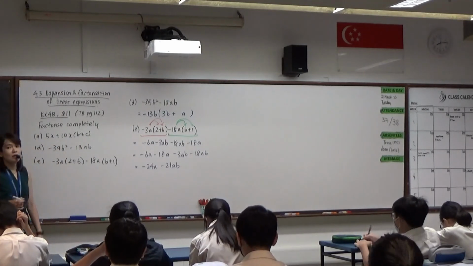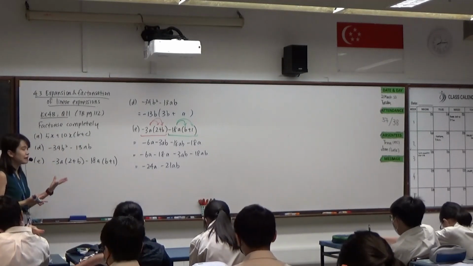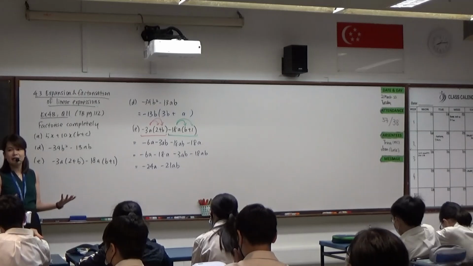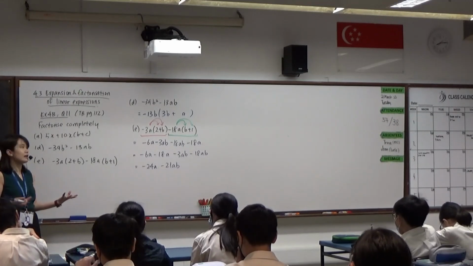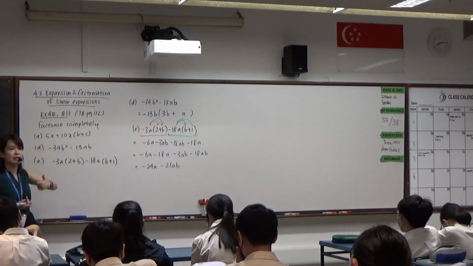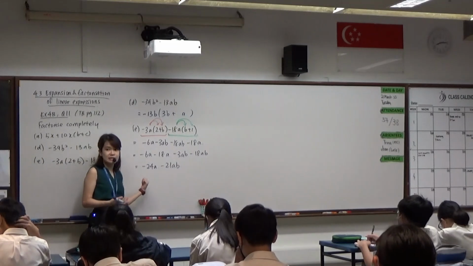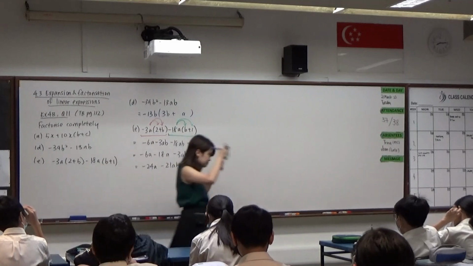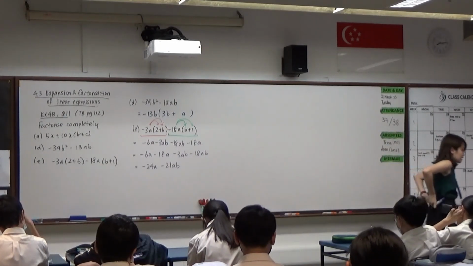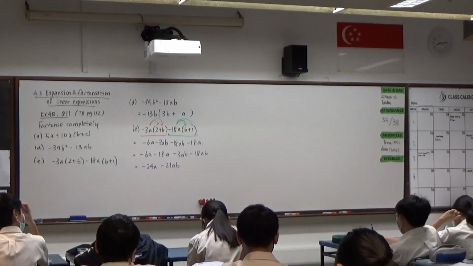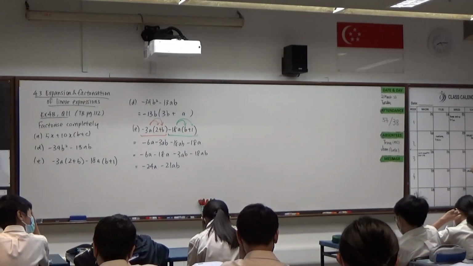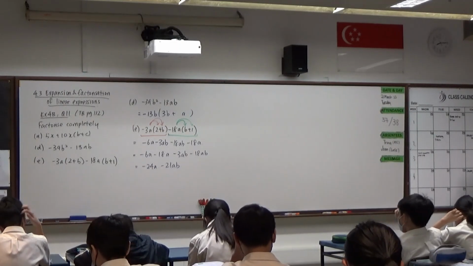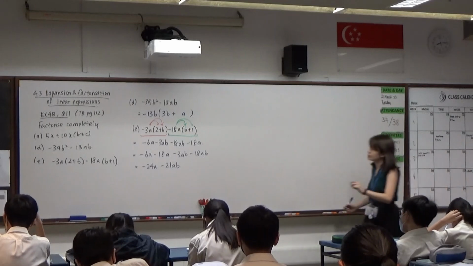Okay, so at this stage, alright, we have simplified the given question, but have you answered the question already? Not yet, because the question wants us to factorize completely. We have done nothing about factorization yet. Okay? So, negative 24A minus 21AB, they now want to go about factorizing. What do you think we will get?